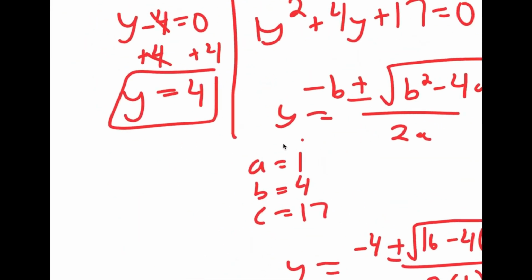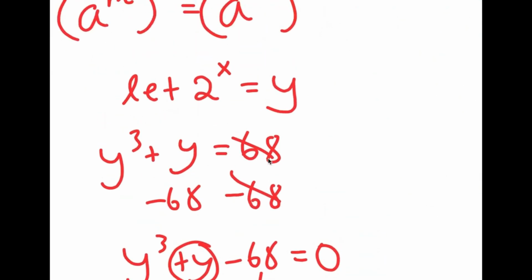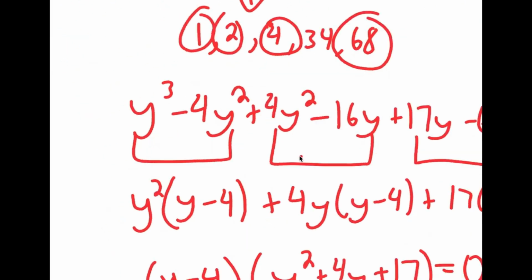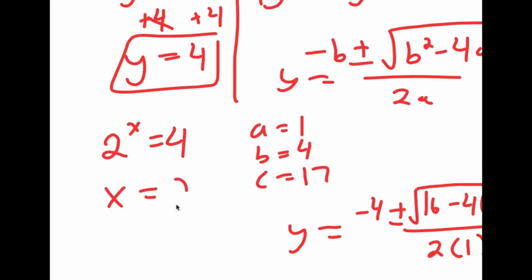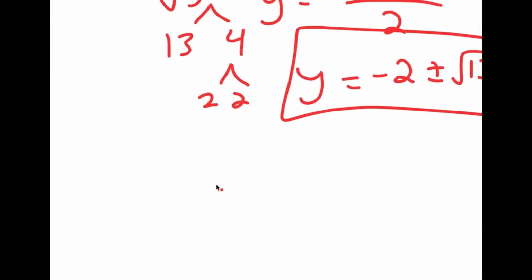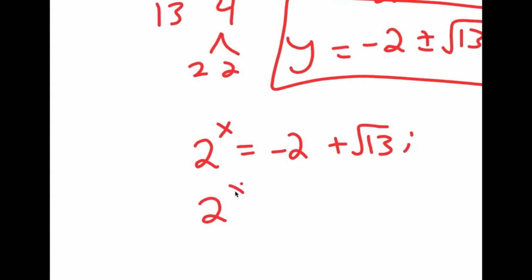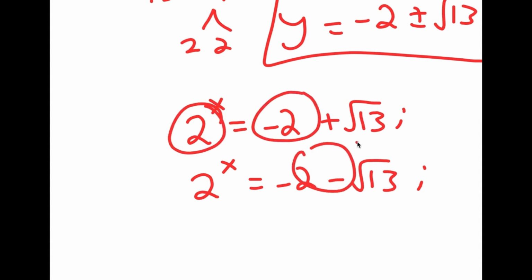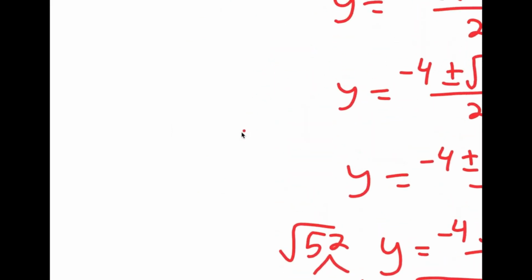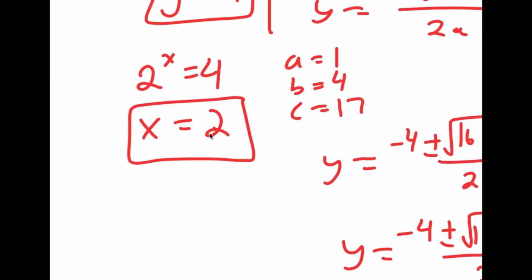So now that we know these values of y, remember how we let 2 to the power of x equal y, meaning I get 2 to the power of x equals 4, and this is obvious, x equals 2, so that's one solution of x. And I also get 2 to the power of x is equal to negative 2 plus the square root of 13i, and 2 to the power of x is equal to negative 2 minus the square root of 13i. Well, we can't take the power of a positive number and make it equal a negative number. So there's no solutions for these two, and x equals 2 is my only solution to this problem.